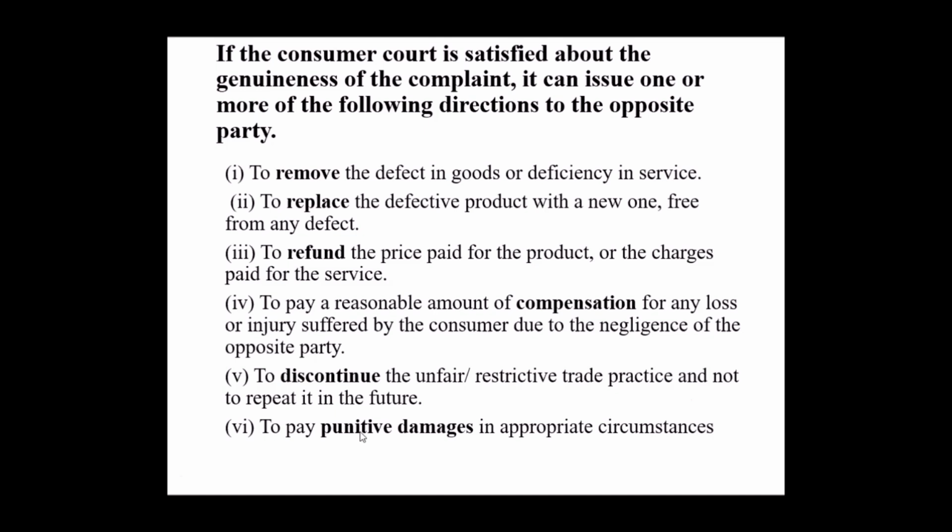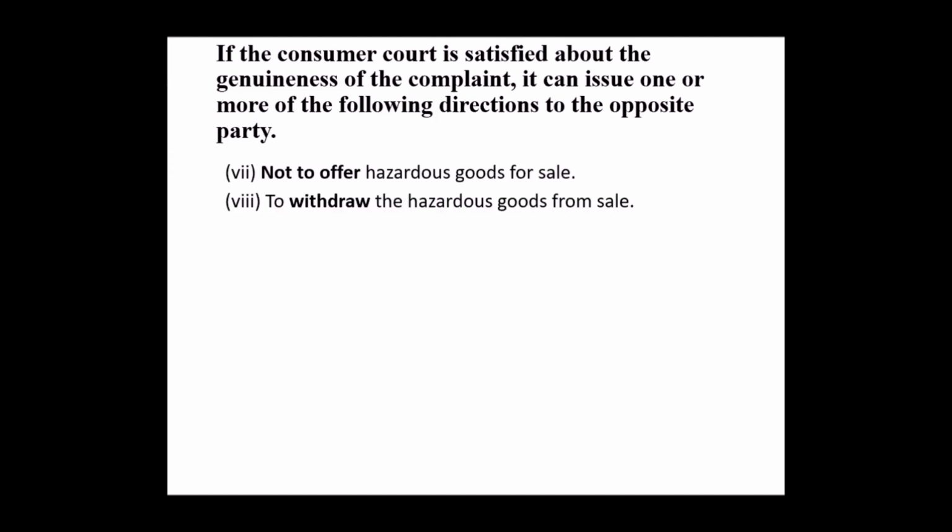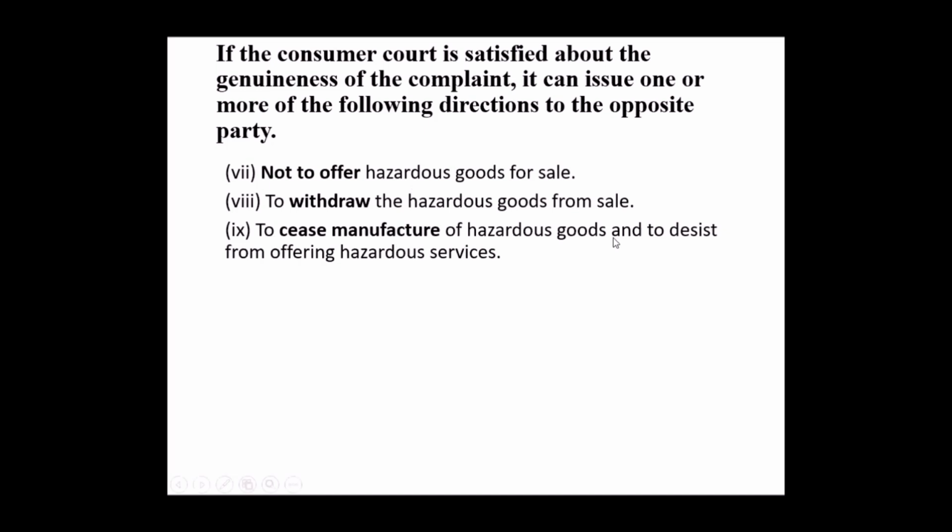Now, first of all, we should know what you mean by punitive. It is to withdraw the hazardous goods from sale. For the same case, if goods are declared hazardous, the court will order the company to withdraw those hazardous goods from sale, and whatever goods are available in the market, they have to take all that stock back. Next is to cease manufacturing of hazardous goods and to desist from offering hazardous services. Again, it is related to hazardous goods. If your goods are being declared hazardous for the health of customers, you have to stop or cease the manufacturing of those goods.